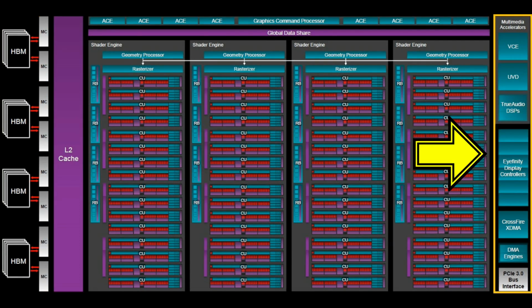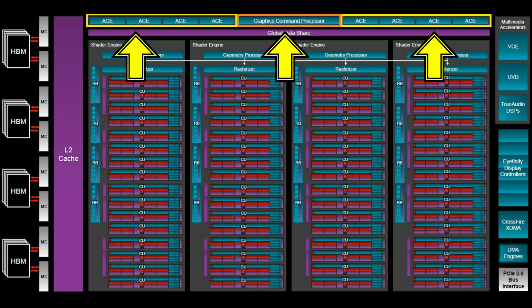Down the right hand side is all the multimedia accelerators. Most of this stuff is fixed function, it only does one task. You've got your video compression, your video decoding, and your TrueAudio DSPs, that sort of thing. Now right at the very top are the interesting parts that we're going to be discussing here, the ACEs and the graphics command processor. It is these ACEs that allow for asynchronous shading.